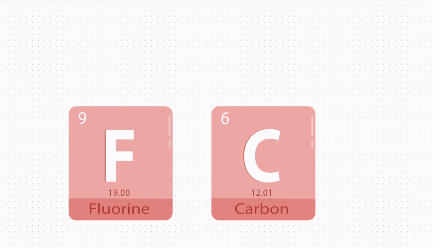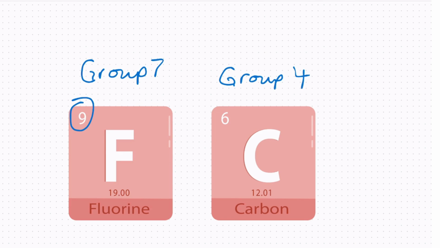Then another 2 for you to look at are fluorine and carbon. Now, fluorine, again, being in group 7, and carbon being in group 4. So it's good to have a look at the periodic table and familiarise yourself with them so that you can locate these in the groups.